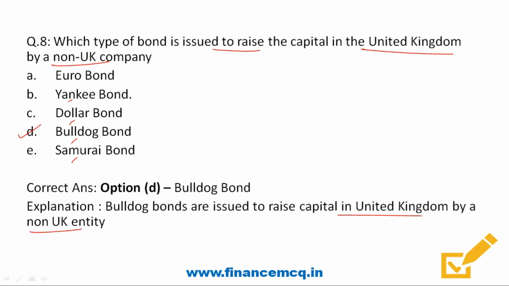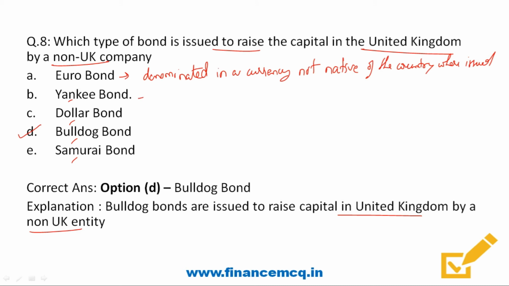And friends, as far as Eurobond is considered, Eurobond, also known as external bonds, are international bonds which are denominated in a currency not native of the country where it is issued. While Yankee bond is issued by a foreign entity or company which is traded in United States and is denominated in USD. So these are traded in United States and are denominated in USD.